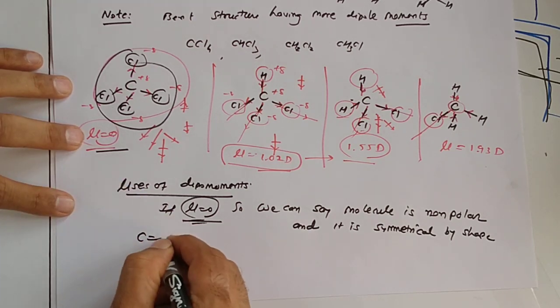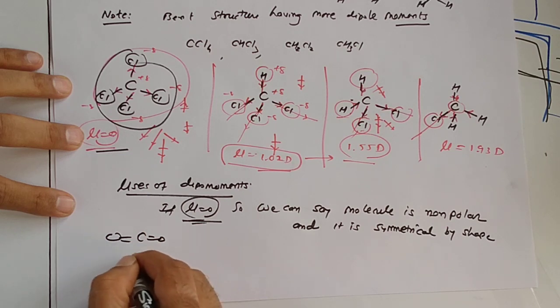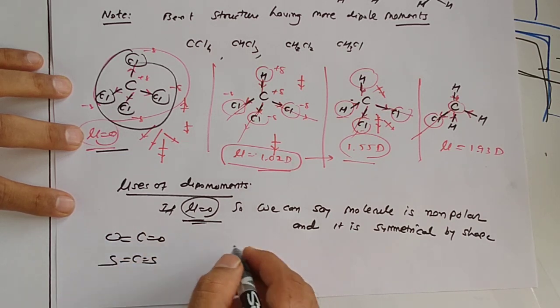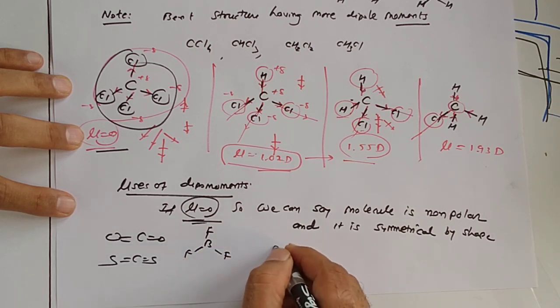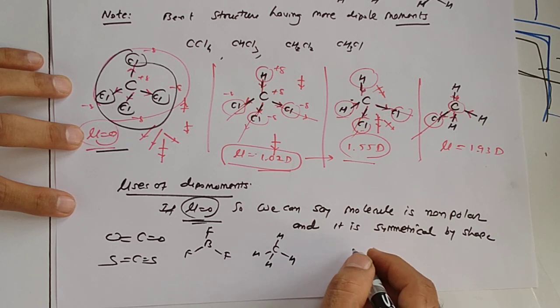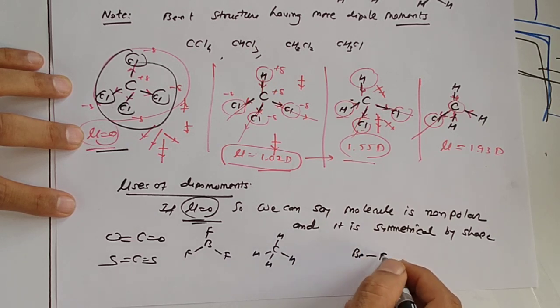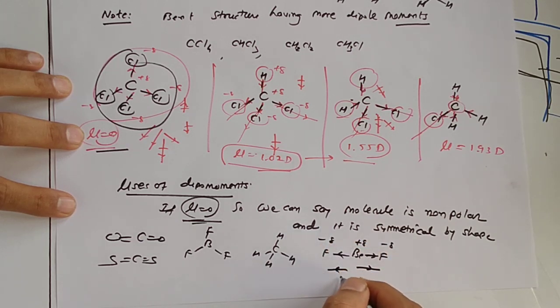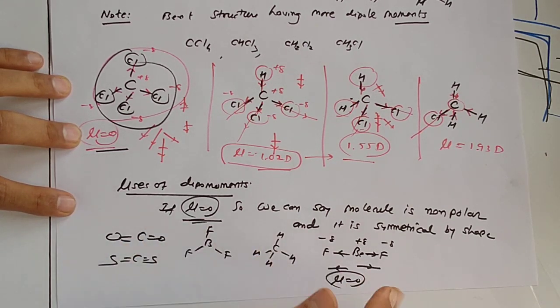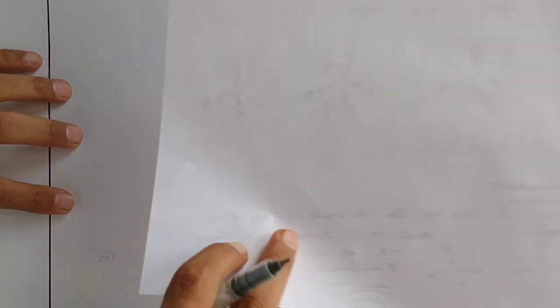So symmetrical ones are CO2, carbon disulfide, BF3, CH4, we discussed, non-polar symmetric, BeF2. Why BeF2? Beryllium positive, fluorine negative, in opposite direction, dipole moment 0. So all these molecules are symmetric by nature.